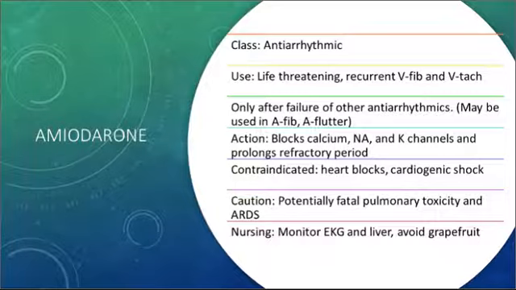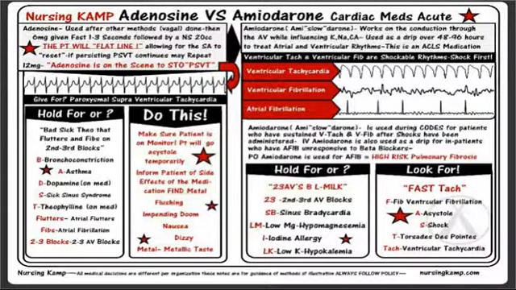It is extensively metabolized in the liver and excreted in the bile. It doesn't go anywhere near the kidneys, so monitor those liver enzymes. Monitor their EKG for prolonged PR, QT, and widening QRS, because it's blocking all those channels. Adenosine versus amiodarone is a slide I found that you might find helpful in looking over things.